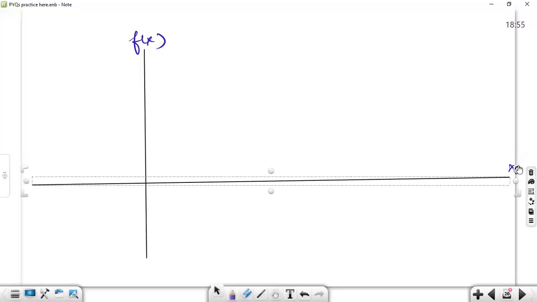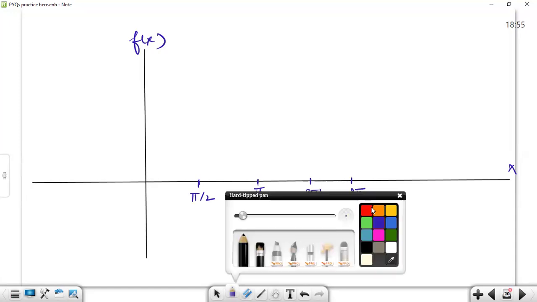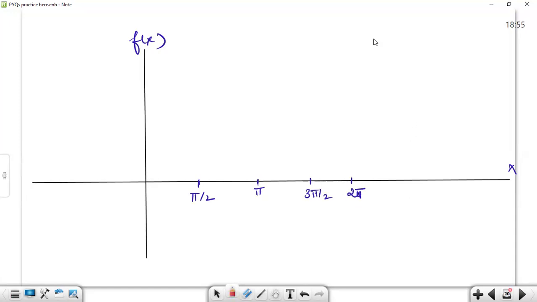Let's take pi by 2 and pi here. Are you understanding what pi by 2 and pi are? Pi is in radians. In degrees, it is 180 degrees. Pi by 2 will be 90.